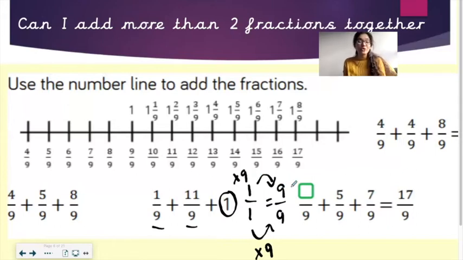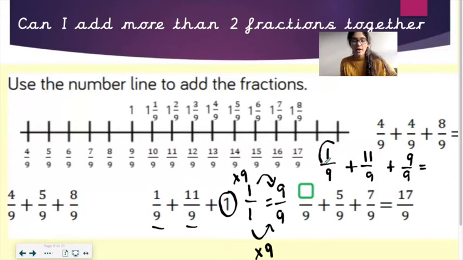9. So our new fraction question is, I'm going to write it here, 1 over 9 plus 11 over 9 plus 9 over 9. What would that be? Work that out for me. You're going to add the 1, the 11, and the 9 together. Off you go. Work that out for me. If you said 21 over 9, then you are absolutely correct.